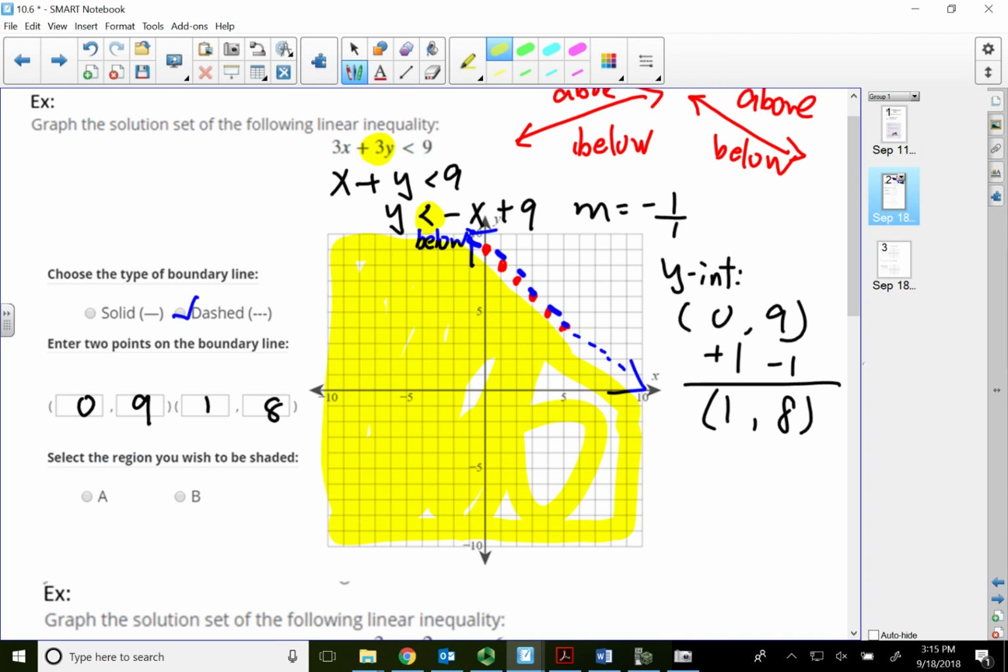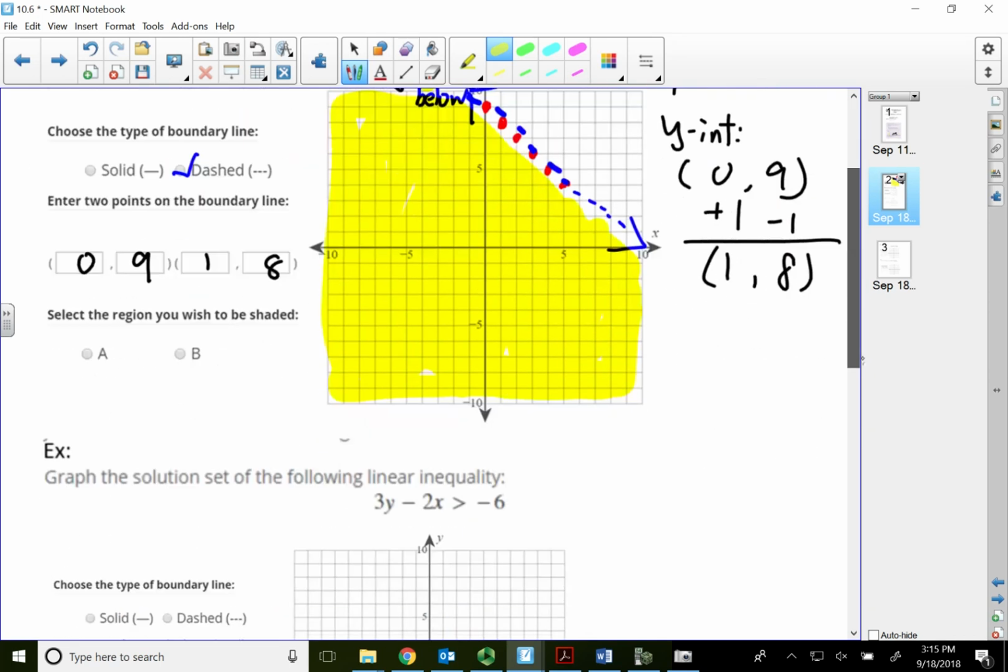What that means is every single point on this side of the plane will satisfy my inequality. So if I pick 0, 0, the origin, which is within my shaded area, plug in 0 for x, 0 for y. 0 plus 0 is less than 9. So that inequality will be true. So all these points on this side of my boundary line satisfy my inequality. That's what it means to graph a linear inequality.